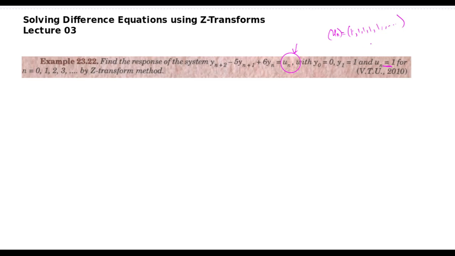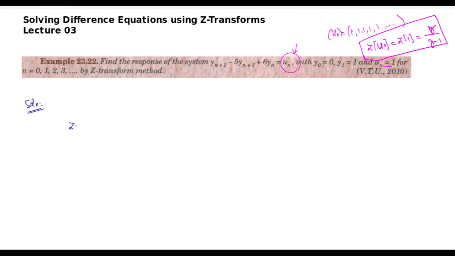So if you want to find the Z transformation of u(n), that means the Z transformation of 1, which is nothing but Z divided by Z minus 1. Now, this is the only change from the previous problem, so you can solve the rest of the problem by yourself. Let me quickly write the solution.